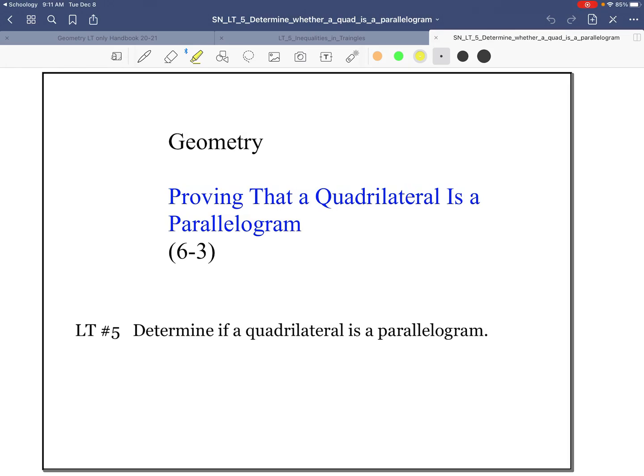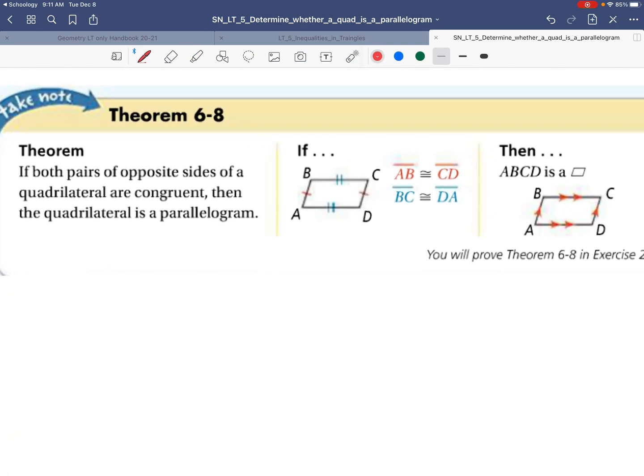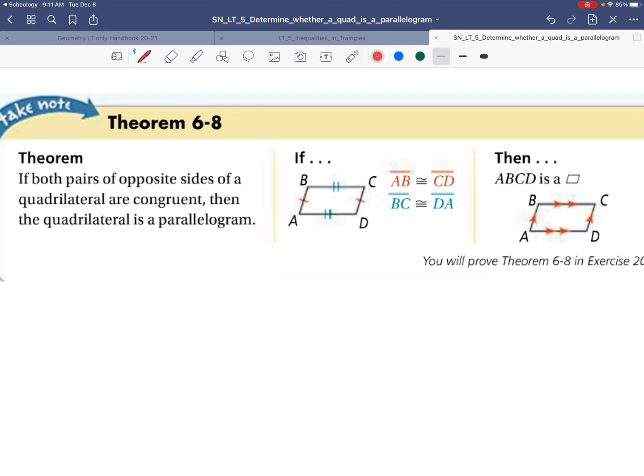Hello, this movie is for Unit 6, Learning Target 5. Determine if a quadrilateral is a parallelogram. We're going to start off with theorem.